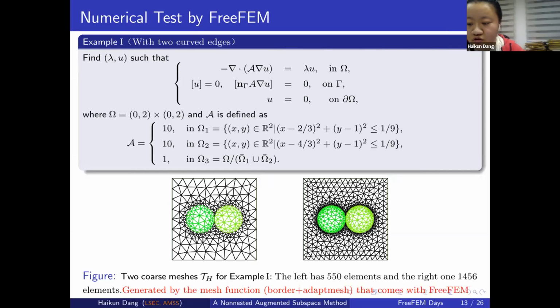Okay, now we do some numerical tests. This is a two-dimensional Laplacian eigenvalue problem, and we have a region with a curved boundary in this case. The meshes are generated by the border and adaptmesh functions from FreeFEM. Here is the picture of the two coarse meshes T_H for example 1. The left has 515 elements, and the right one has 1,500 elements.